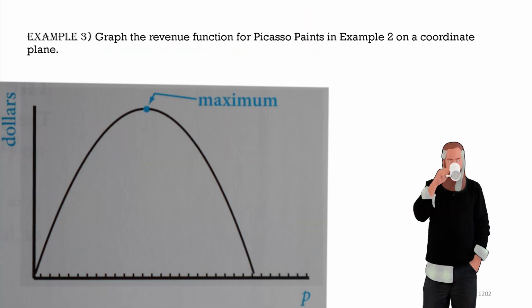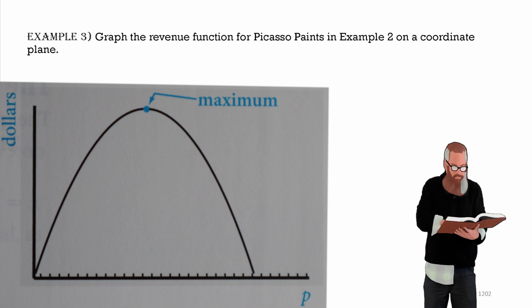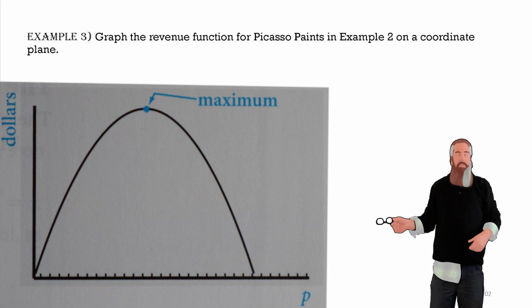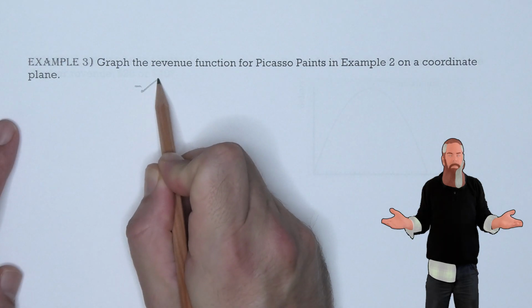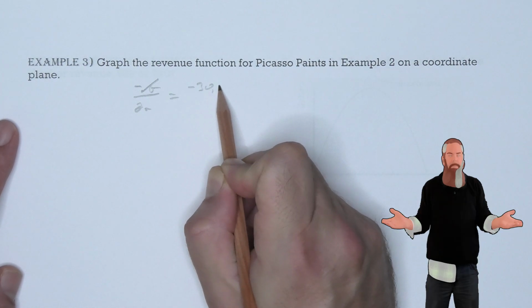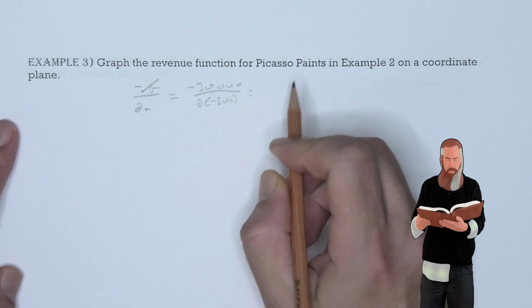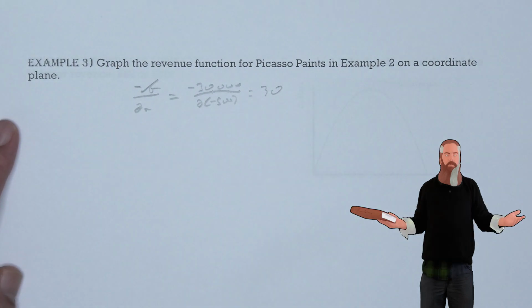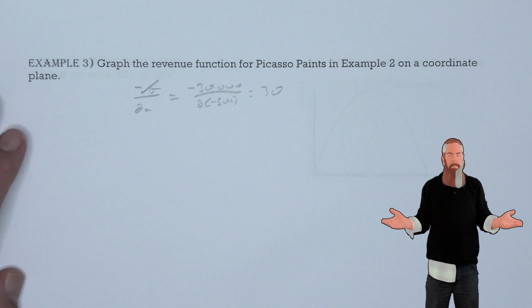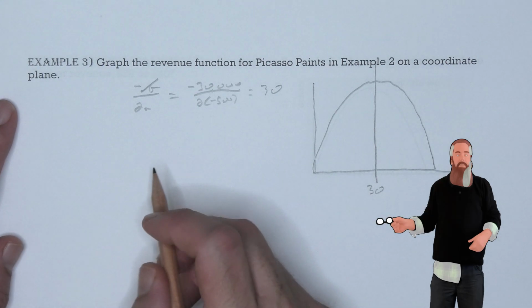Graph the revenue function of Picasso Paints in example 2 on a coordinate plane. The graph opens downward. It has a maximum height at the vertex. To find the x-coordinate of the vertex, we're going to use the axis of symmetry, with b equal to 30,000 and a equal to negative 500, using the equation negative b over 2a. So we substitute to get negative 30,000 divided by 2 times negative 500. This gives us 30. So the axis of symmetry passes through 30 on the horizontal axis. To determine the height of the parabola at 30, we're going to evaluate the parabola when P is equal to 30.